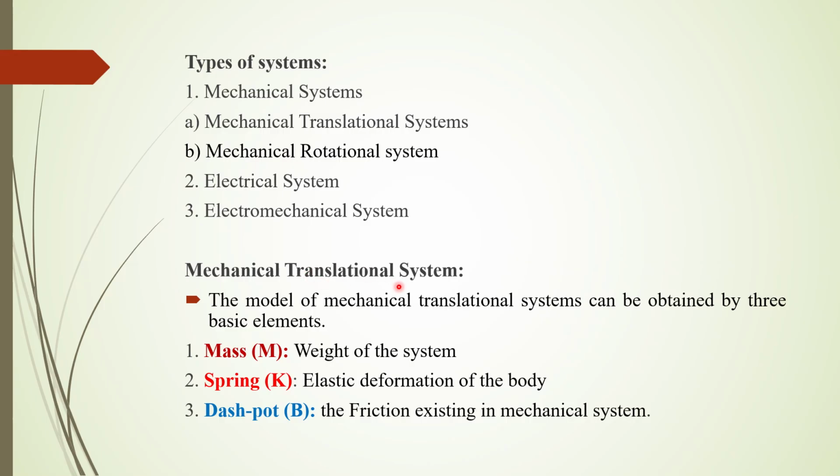First, the mechanical translational system. The model of a mechanical translational system can be obtained by three basic elements. First one is mass, which is the weight of the system. Second one is spring, called elastic deformation of the body. Third one is dashpot. This is the friction existing in a mechanical system.